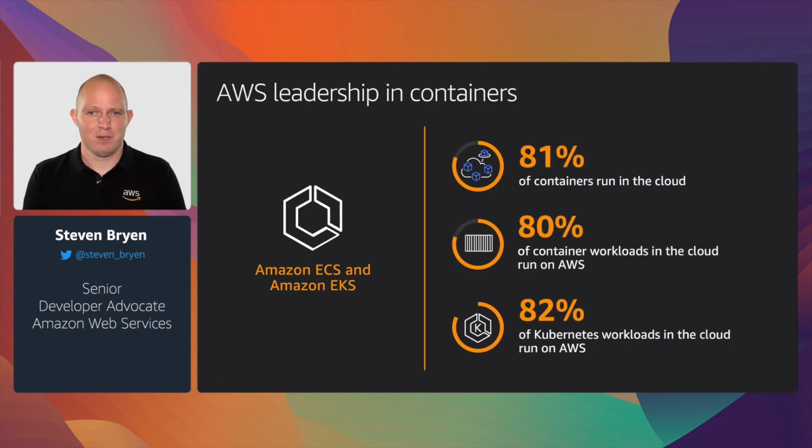So if we look at containers in AWS, we have two offerings available. We have the Elastic Container Service, which is the original Amazon managed container service. And then we also have EKS, which is our managed Kubernetes service. Now, we know that the experience in running containers is in the cloud. 81% of containers run in the cloud. Of those 81%, 80% of container workloads in the cloud run on AWS. So we're super experienced and trusted by customers to run containers in AWS. And not just on ECS, actually 82% of Kubernetes workloads that are in the cloud run on AWS as well. So there's a ton of Kubernetes experience as well. I know it's a very hot topic for a lot of our customers. They're exploring that space right now.